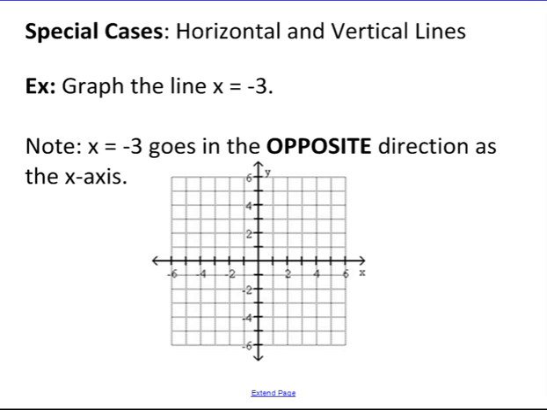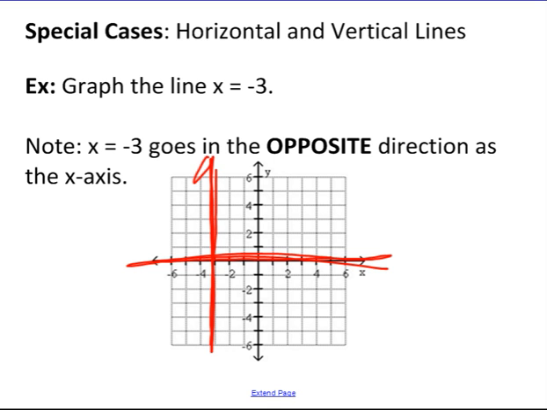Be careful with this. A lot of times students will graph this exactly opposite of the way they're supposed to. They look at x equals negative 3 and they know the x-axis goes like this, so they think that x equals negative 3 also goes like this, when in fact this is exactly the opposite of what the answer should be. So I know that the x-axis goes like this, but the equation of the line x equals negative 3 is actually right here.